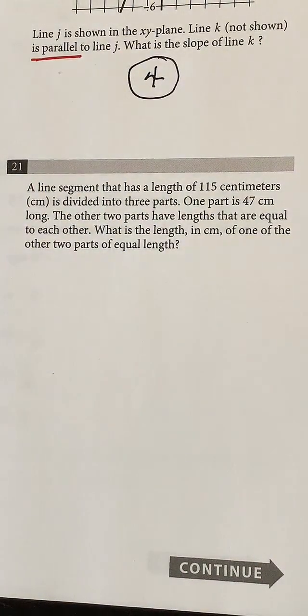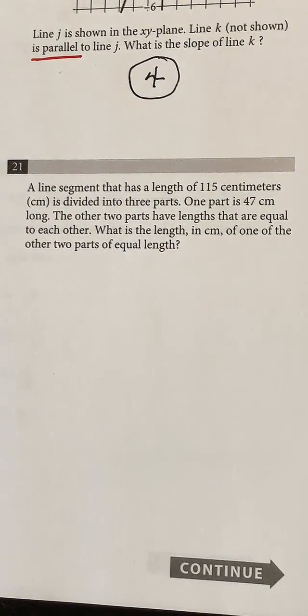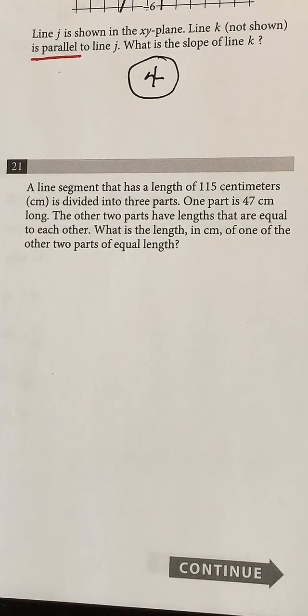All right, for 21, let me shrink down a lot. For 21, a line segment that has a length of 115 centimeters is divided into 3 parts. One part is 47 centimeters. The other 2 parts have lengths that are equal to each other. What is the length in centimeters of one of the other 2 parts of equal lengths?